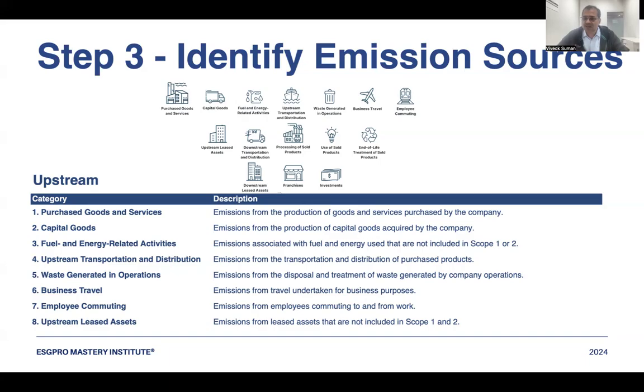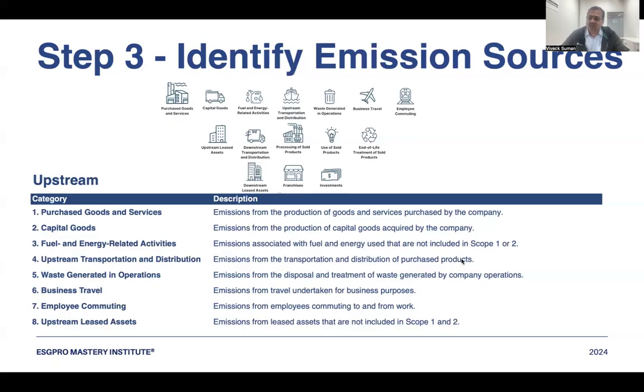Purchased goods and services: of course, emission from production of those goods and services purchased by the company needs to be accounted for. Capital goods: emission from production of capital goods acquired by a company needs to be accounted for. Fuel and energy related activities: emission associated with fuel and energy, which you get to scope 1 and 2, needs to be accounted for. Upstream transportation and distribution: the trucks and distribution network you are using to bring your raw material to your site have emission, which is part of purchased product, and needs to be accounted for.